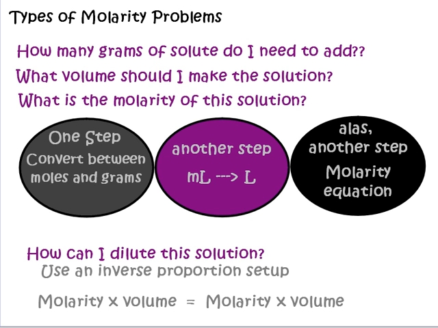So there are 3 basic types of problems that we're going to take a look at today. And for each of those 3, they basically have 3 steps that go with them. One step that you may have to do is you may have to convert between moles and grams, as I said earlier. So that might be one thing that you're going to see that's in common with these. Another step that we might have to do is we may have to change milliliters and liters back and forth.